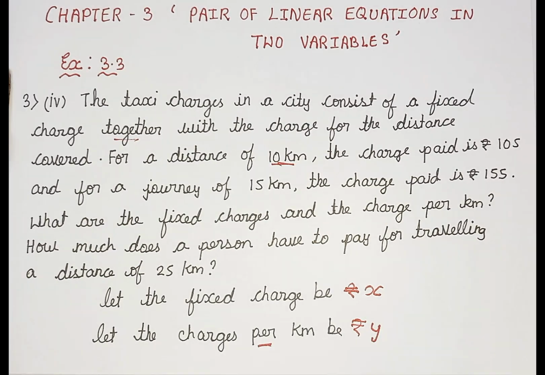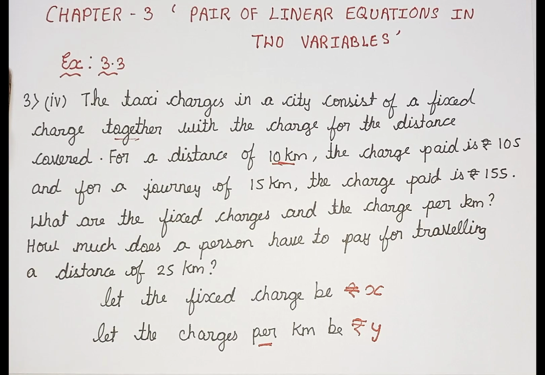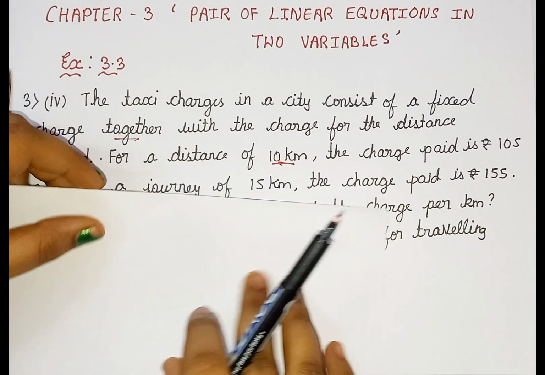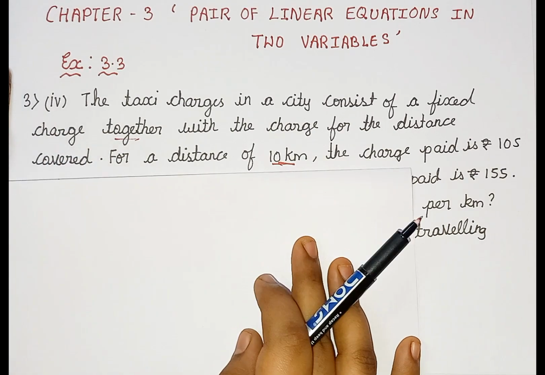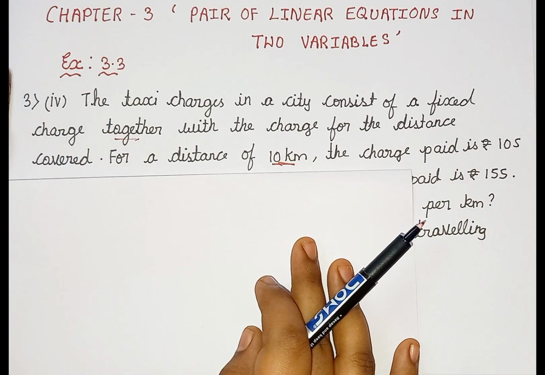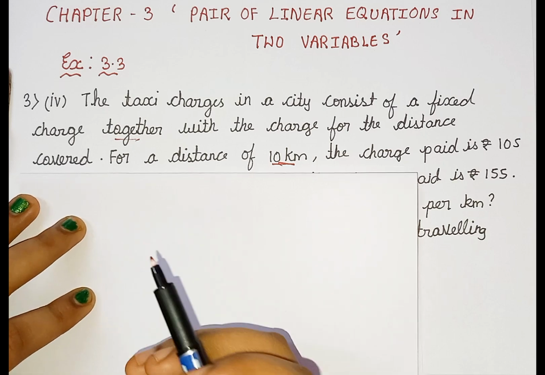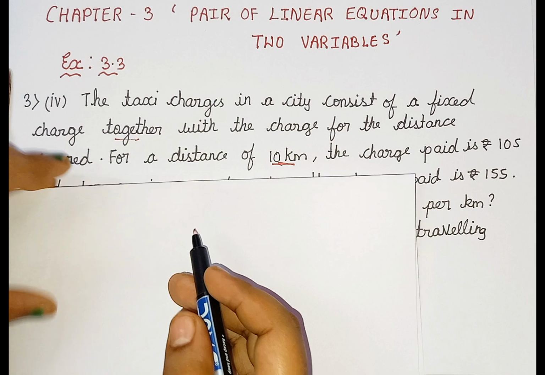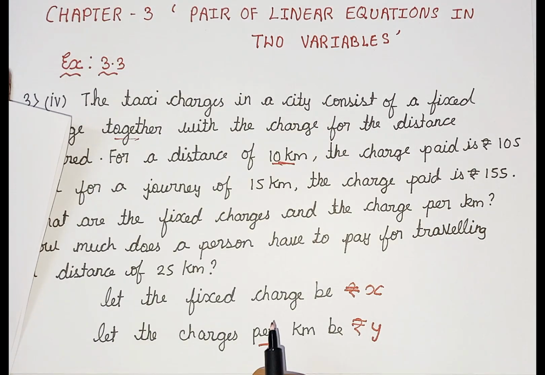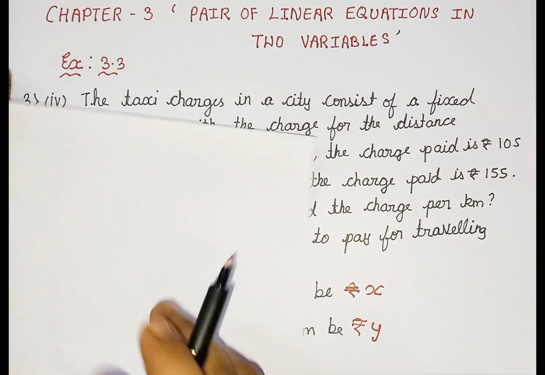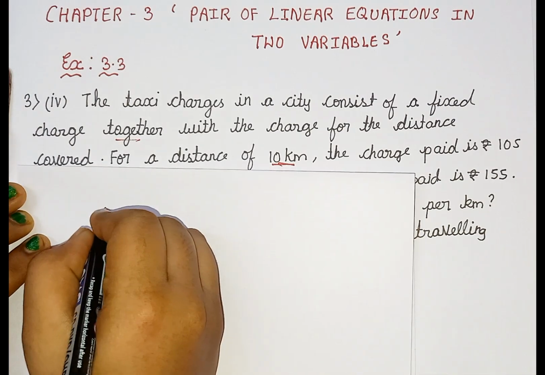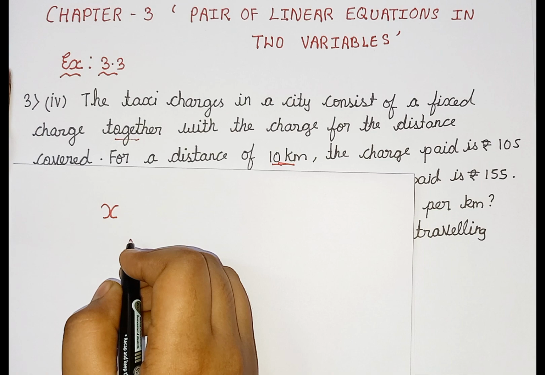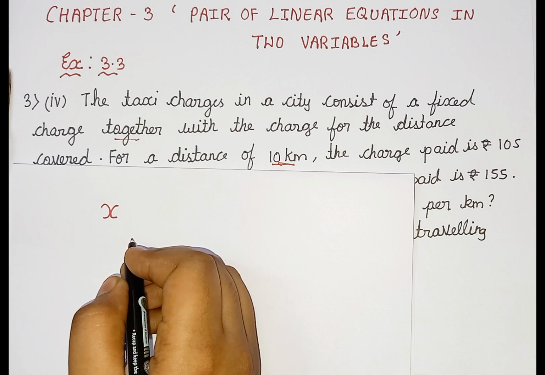Now we are supposed to form an equation. To form an equation, let us understand the basic concept. Whenever we call a taxi, we are supposed to pay the fixed charge. Here we took the fixed charge as x. Why x? Because it is a common thing: whenever we call a taxi, we are supposed to pay the fixed charge.